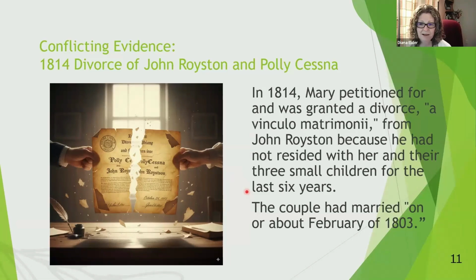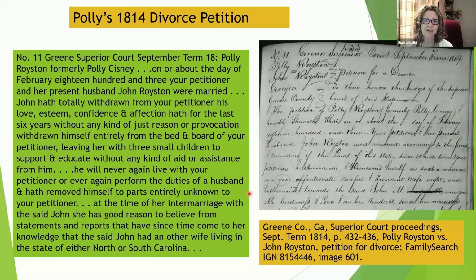Well, that might cause a bit of a conflict, because if John had not resided with her for the last 6 years, that means since 1808, he'd been missing. So, was Sarah John's daughter? Is this actually accurate? This is a bit of conflicting evidence. So, here is what the record actually looks like.